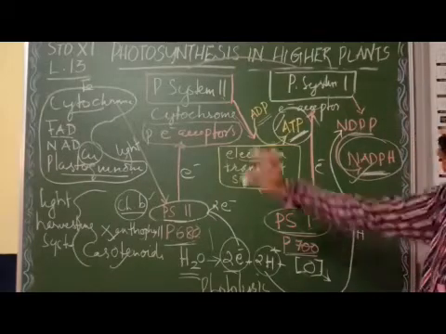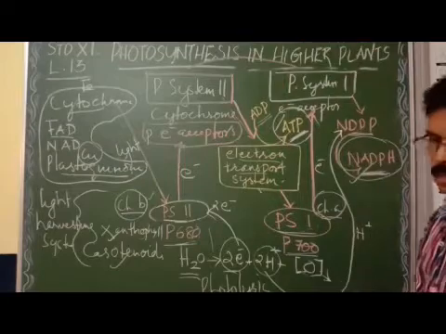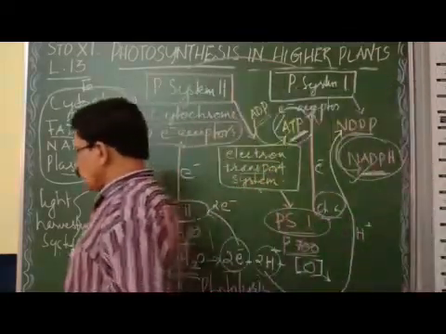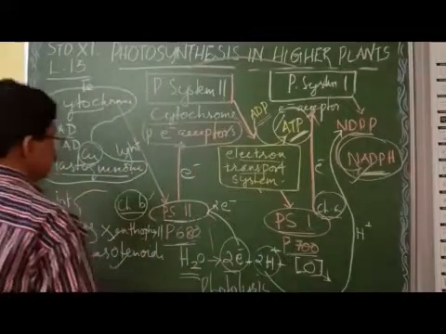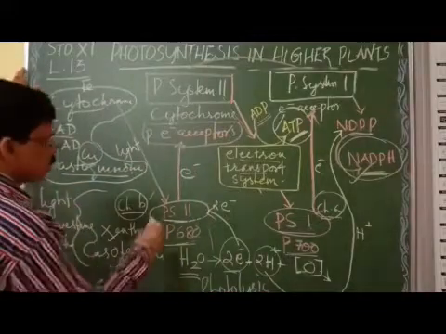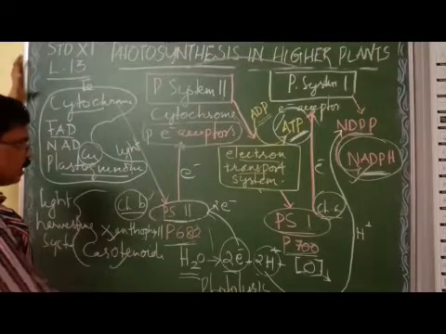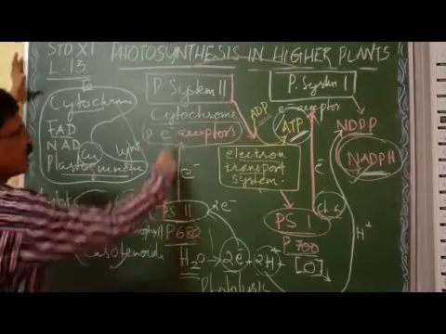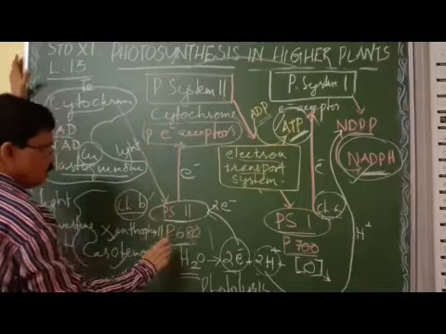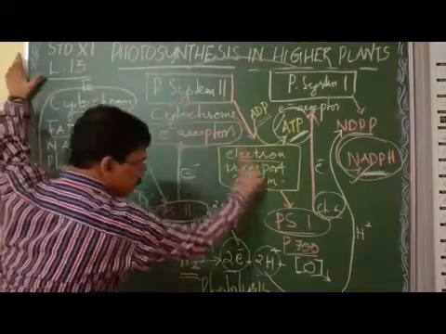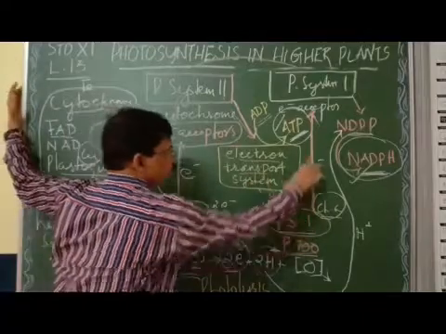So this is the light reaction. We call it non-cyclic photophosphorylation. Why is it called non-cyclic photophosphorylation? Because the electrons move in a non-cyclic manner. For example, from pigment system 2, electrons move to pigment system 1 and to NADP.